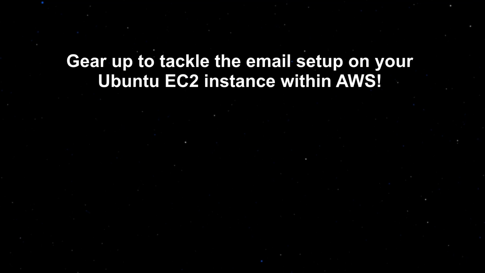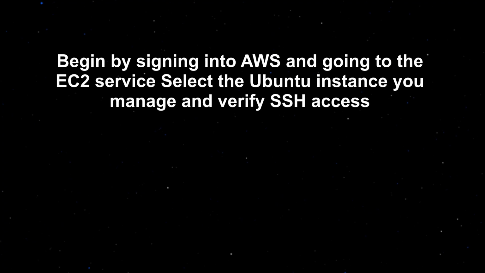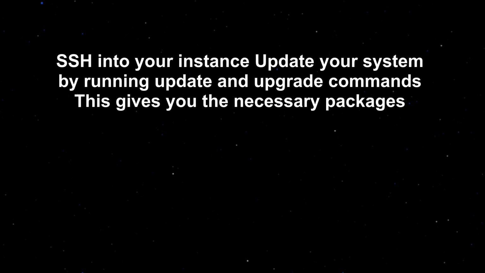Gear up to tackle the email setup on your Ubuntu EC2 instance. Begin by signing into AWS and going to the EC2 service. Select the Ubuntu instance you manage and verify SSH access. SSH into your instance. Update your system by running update and upgrade commands. This gives you the necessary packages.